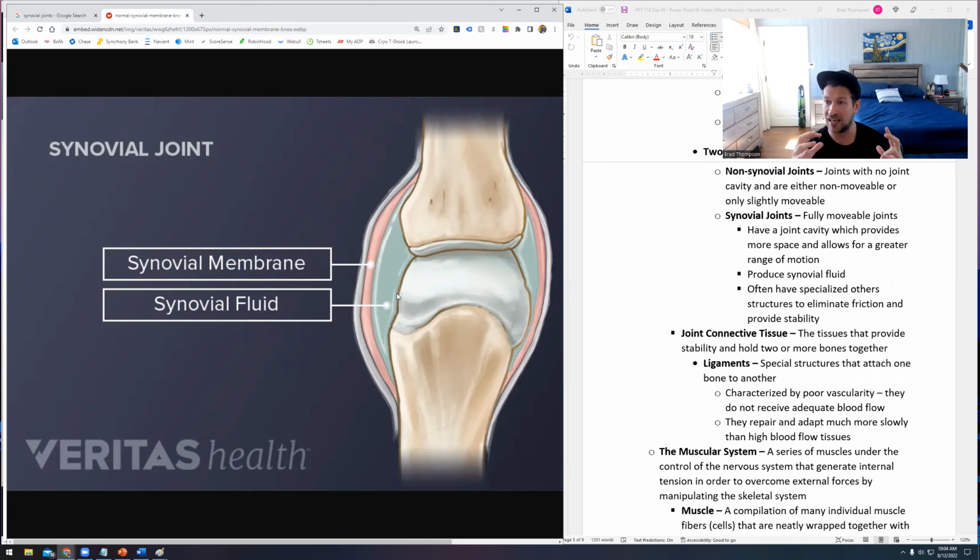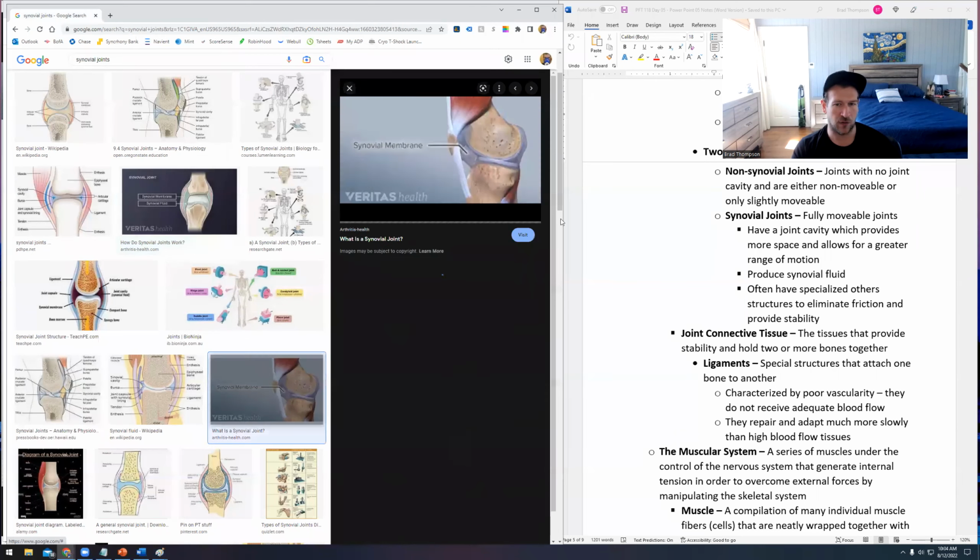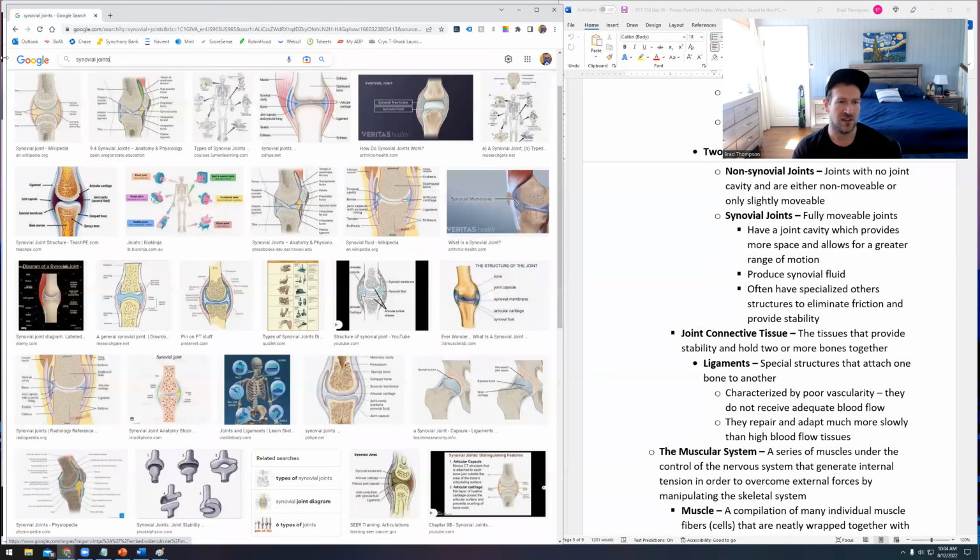And it's there to act as a lubricant. We don't want a lot of friction rubbing on our bones. And then you'll see sometimes other specialized materials in there as well. So for instance, let's look at the knee joint.